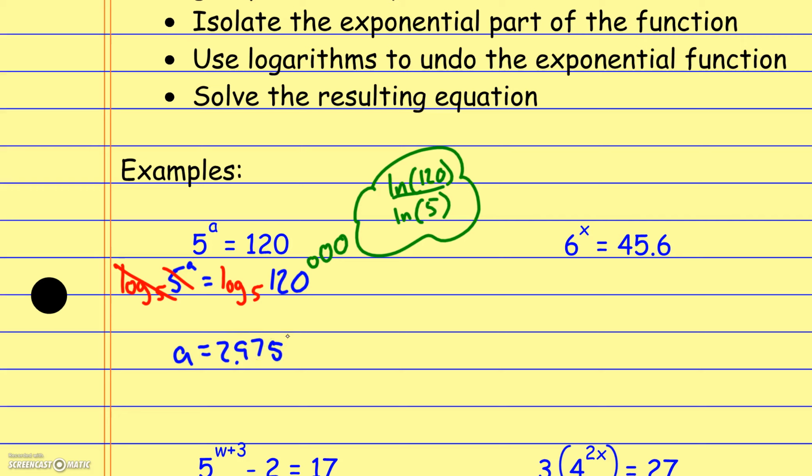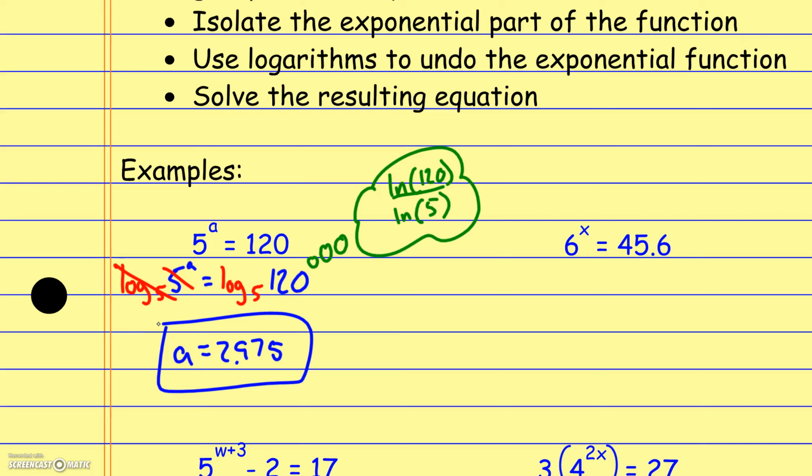This is my answer, and it should make sense because 5 to the second power is 25 and 5 to the third power is 125, so I'm somewhere in between. I'm obviously closer to 125 than to 25, which means the a value has to be closer to 3 than to 2, so 2.975 makes sense.